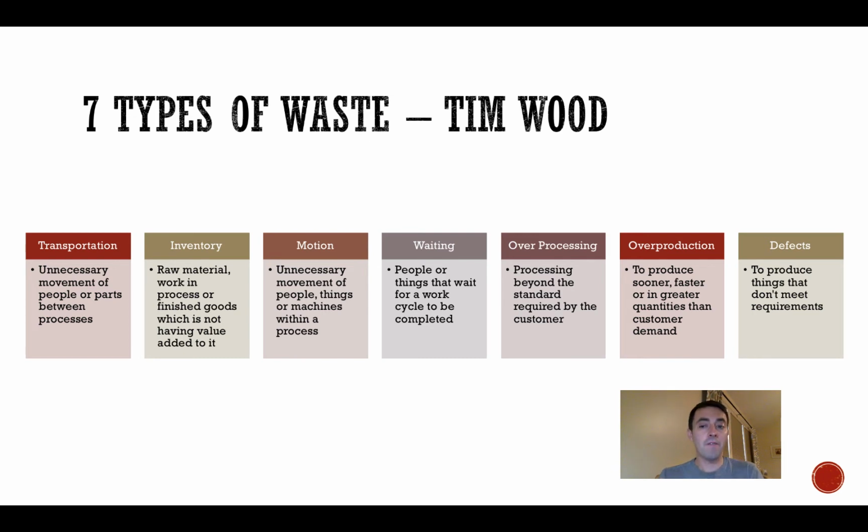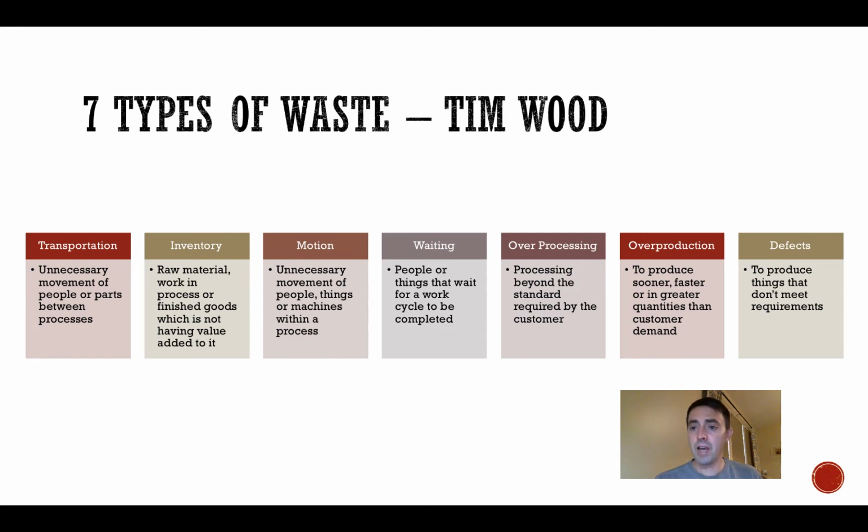If you do have overproduction, some of those greater quantities can result in too high of an inventory, and then you've got an inventory waste problem. So what we typically see is that once your processes are starting to become filled with waste, you start to see multiple variations of these 7 types of waste.